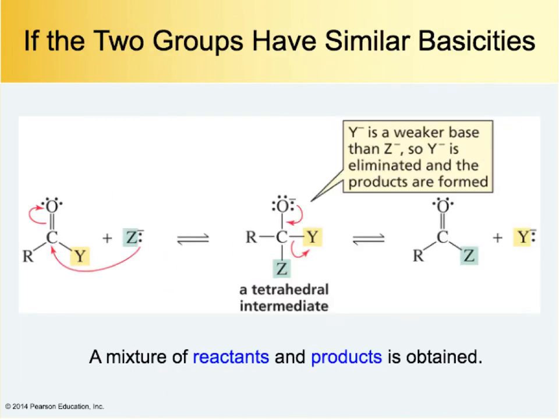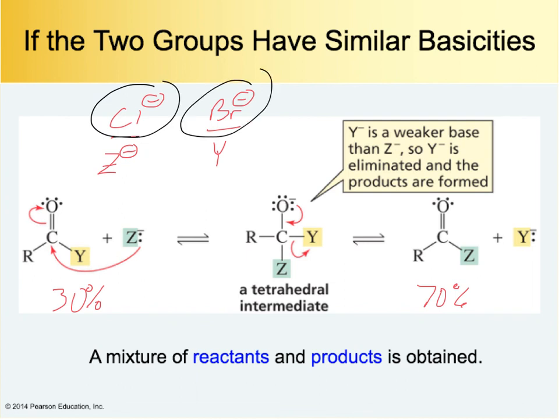If the two groups are similar, so let's say one's Cl minus and one's Br minus, pretty similar. Br minus is probably a better leaving group. It's a little bigger, but we're not going to make a ton, right? If, let's say, Z minus is chlorine and Y is bromine, maybe we'll get 70% of this, but we're always going to end up with still 30% of this, just because the difference in reactivity between chlorine and bromine isn't that great, that sometimes we will kick out Z minus again and go back this way. So we'll get a mixture of reactants and products.